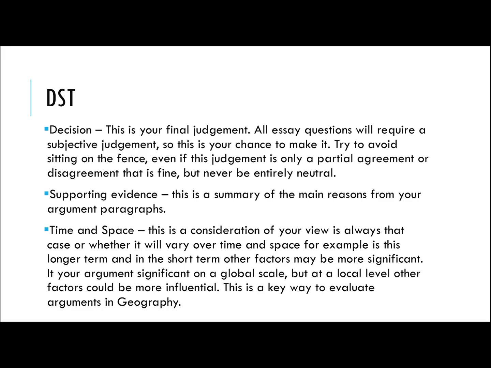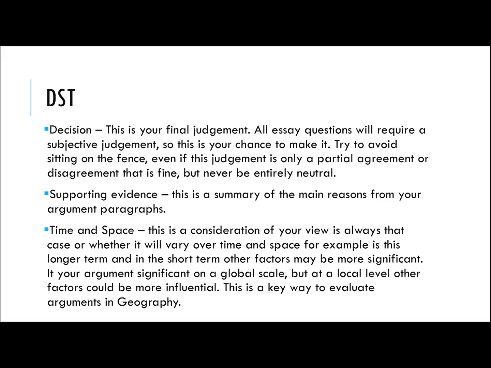Try to avoid absolutely sitting on the fence. Even if the judgment is only partial, so I agree with this statement but, or I disagree with this statement but, or I partially agree with this statement, or I partially disagree with this statement, that's fine, but never be entirely neutral.